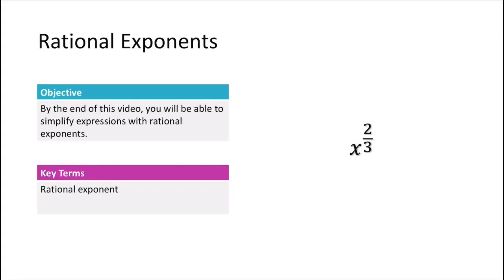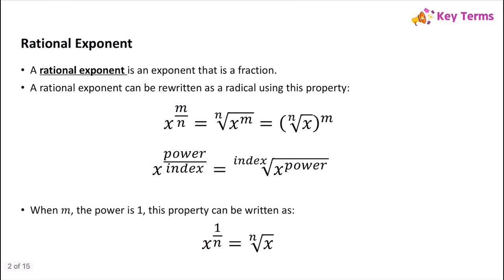In this video, we're going to talk about how to simplify expressions with rational exponents. A rational exponent is an exponent that's a fraction, and it can be rewritten as a radical using this property: x to the m over n equals the nth root of x to the m. We can also rewrite this as the nth root of x raised to the m power, because we can do these exponents in any order.